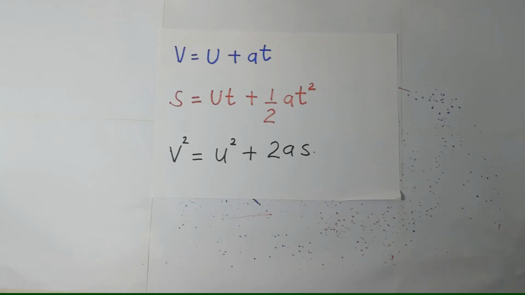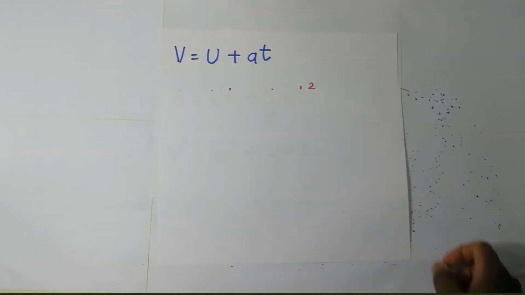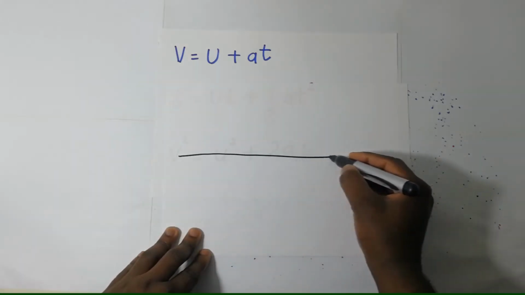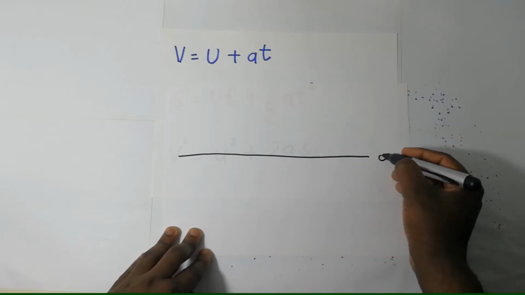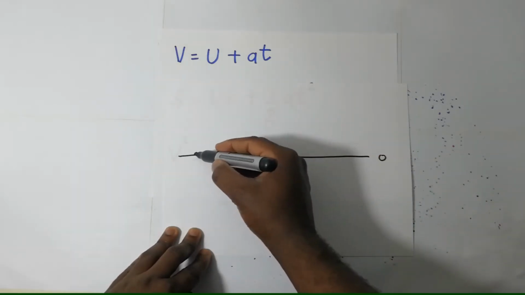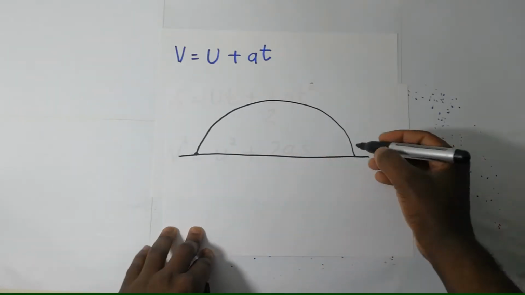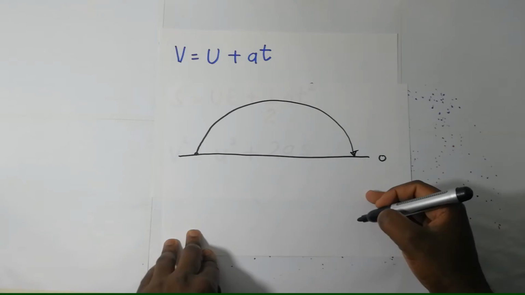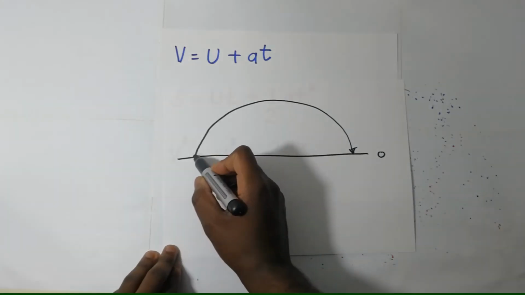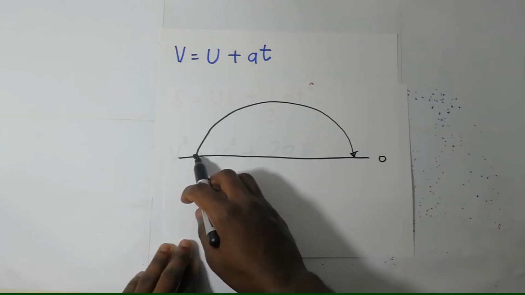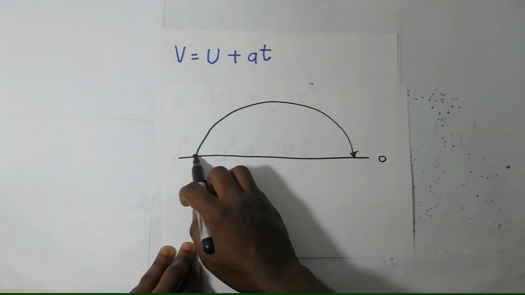So let's first get a diagrammatic representation of a projectile motion. Like we all know, let's say this is the ground level, ground zero. When a projectile is moving, it moves up like that, and then eventually it comes down there, like that. As that motion is happening, this is the particle. It could be a ball or something. This point where it is beginning from is what we are calling the point of projection.